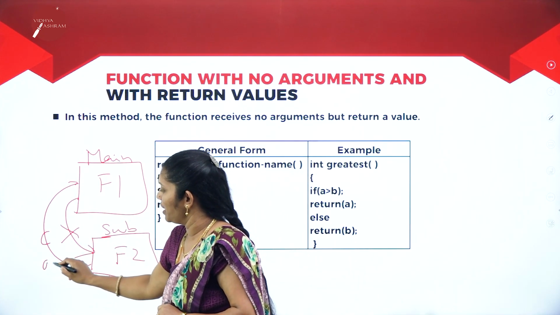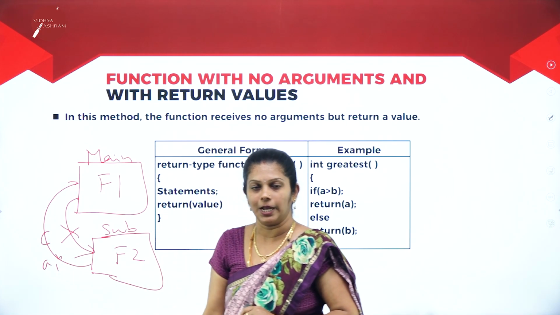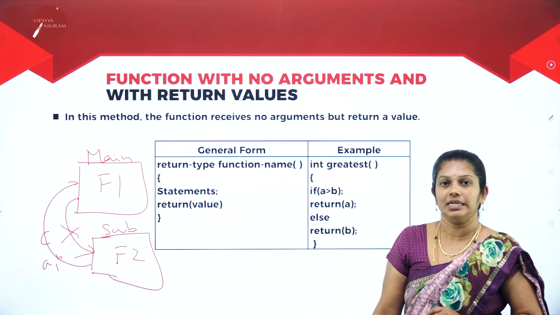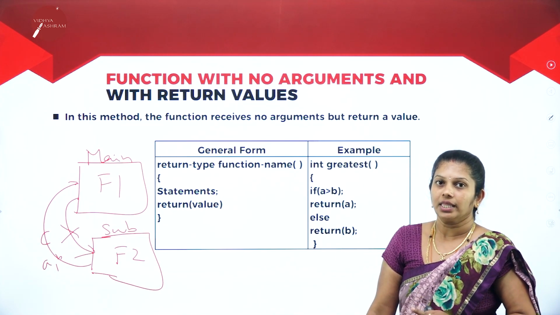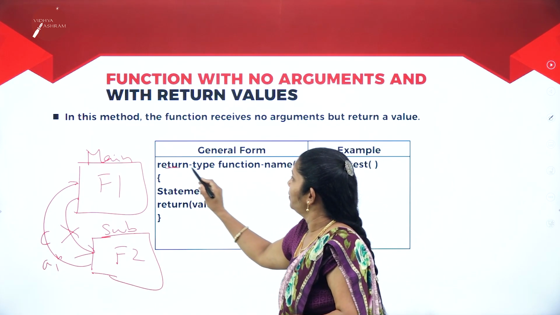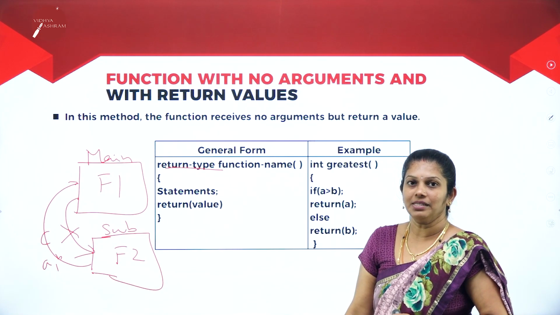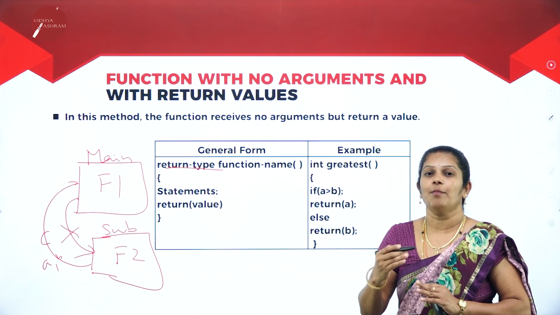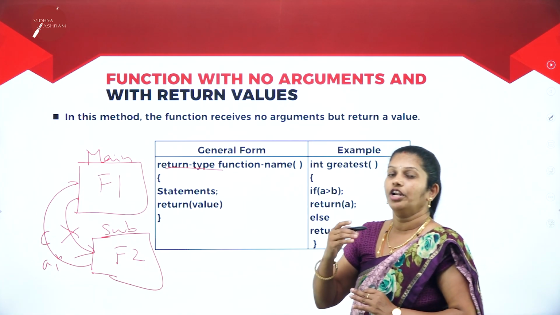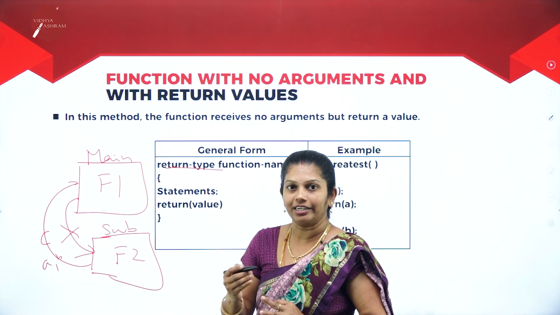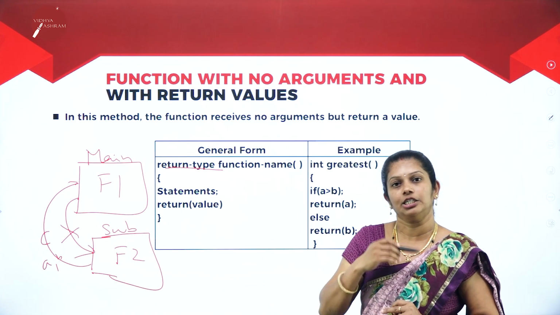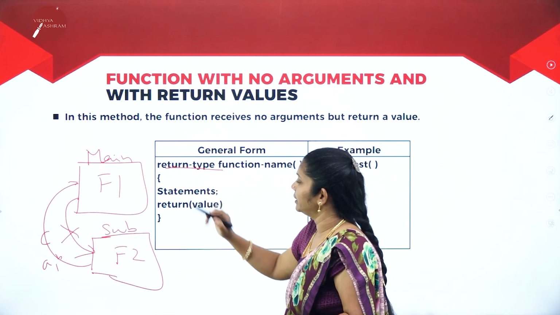Here it may be A, B, C, anything we can set. But here you have to mention which type of values we are sending, whether it's an integer value, character or float. If you observe the syntax, the return type you have to write first. It means that after calculation, which type of value you want to generate, whether it may be integer format, float format or character format, which format we are sending the data result to the main program. That is the return type.